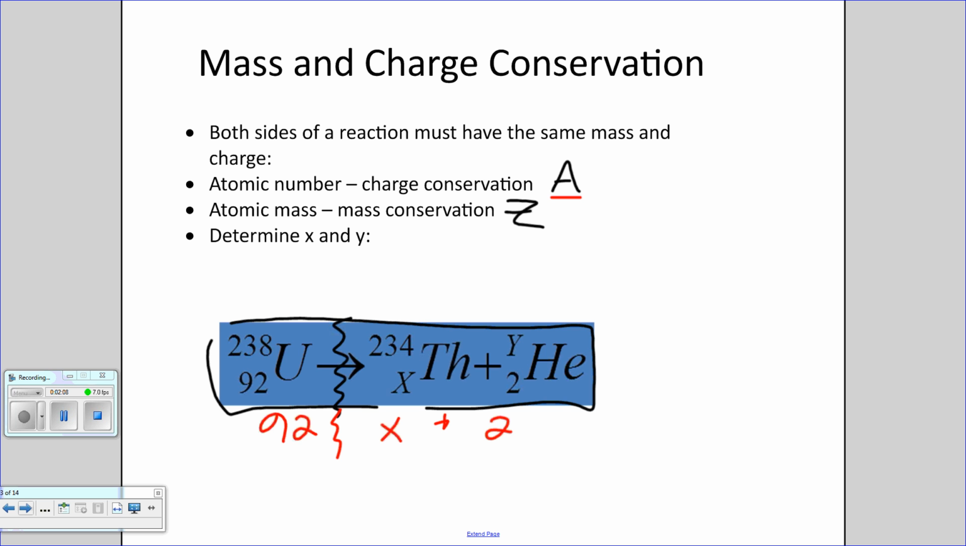Again, keep in mind there could be negatives. So if, let's say, one reaction side had a 92, and this one had X and 93, X would have to equal -1. For example, that's what happens when you have charges like electrons.